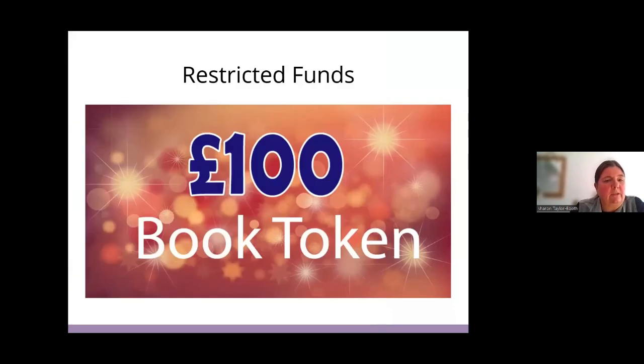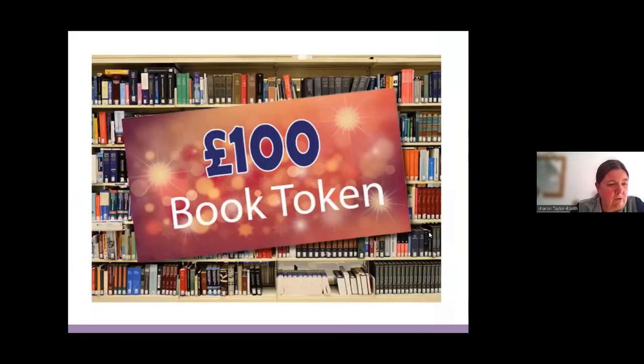Restricted funds is when the donor has given us a particular amount, £100, and they have told us that we can only spend this money because it's a book token, so we can only spend it on books. So we're stuck. If we're given a book token, we can't go and buy gardening equipment with it. We can only buy books.